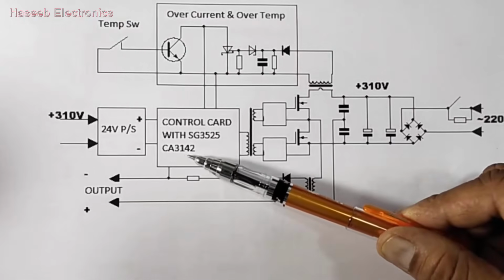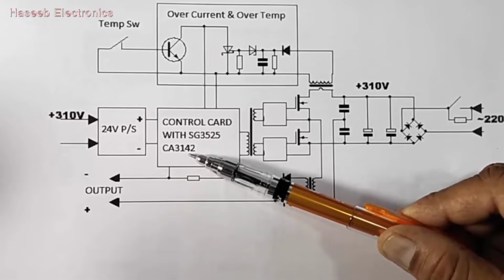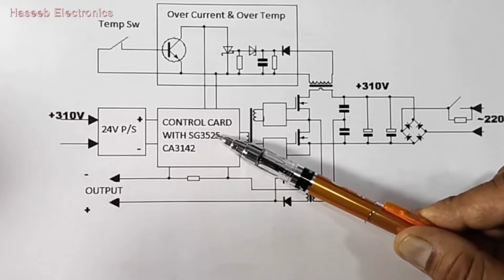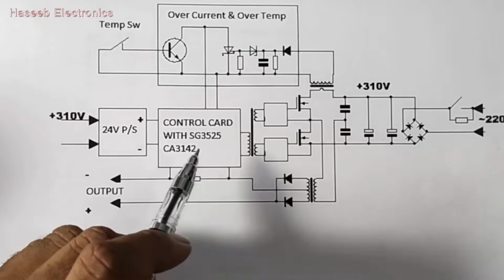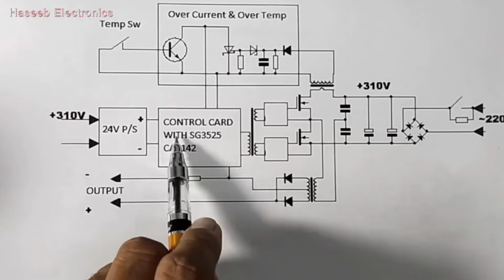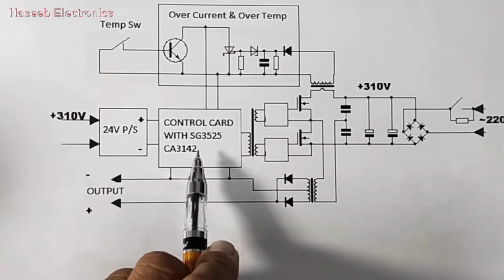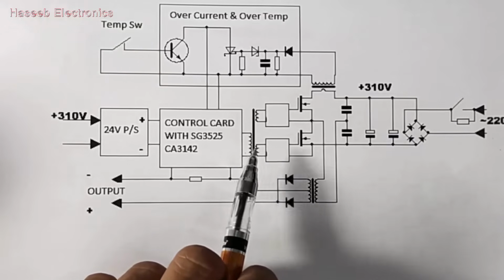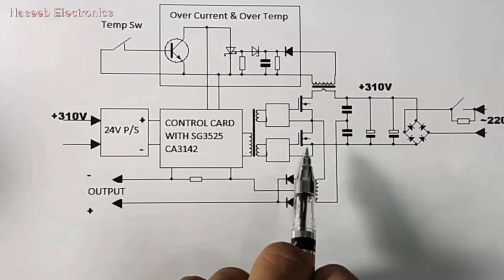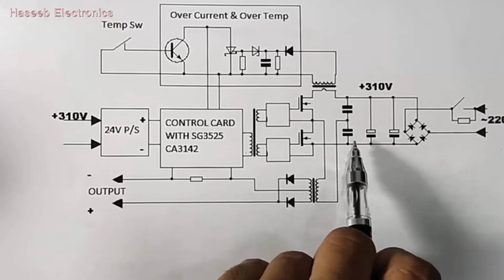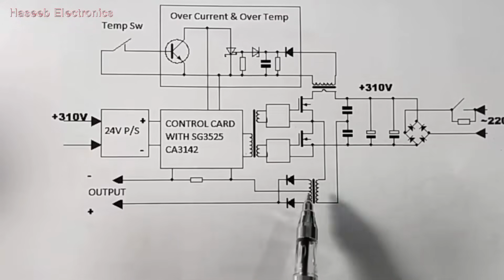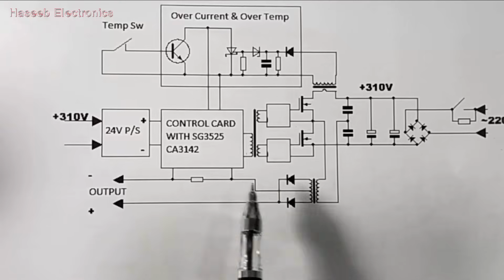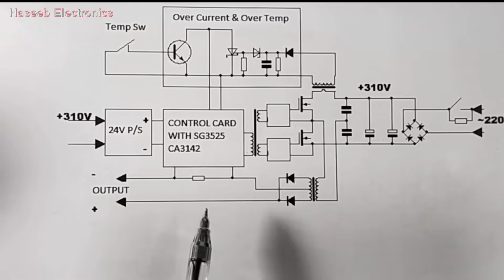Then we have an SG3525 based and CA314 operational amplifier based control card. In most of the welding machines this control board is used. It will switch, and when it switches, the pulse transformer will give the signal to these MOSFETs. These MOSFETs will apply this voltage to the transformer, and we will take the rectified voltage in the output.